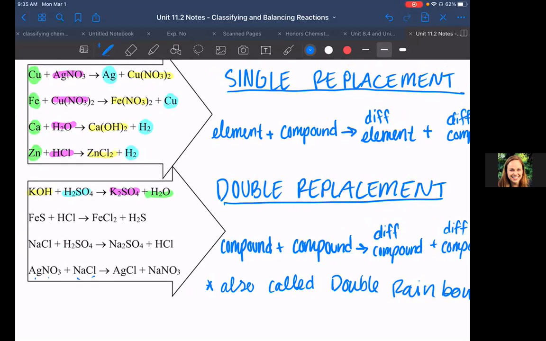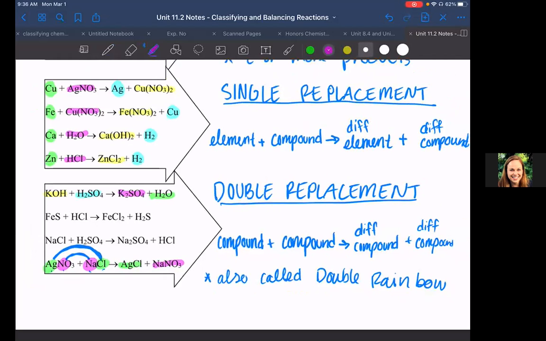If we draw an outer rainbow to the outside parts, we have silver and chlorine that buddy up, and then an inner rainbow between sodium and nitrate, those are the products that form. So we have a silver chloride complex as well as a sodium nitrate. I call it double rainbow because this is actually the pairs that occur after the reaction. So they kind of switch partners. I call the double replacement my double rainbow method because you can predict the products just from the reactants.